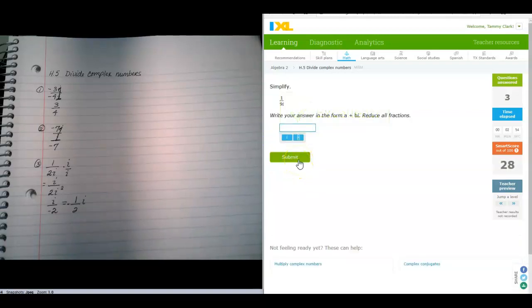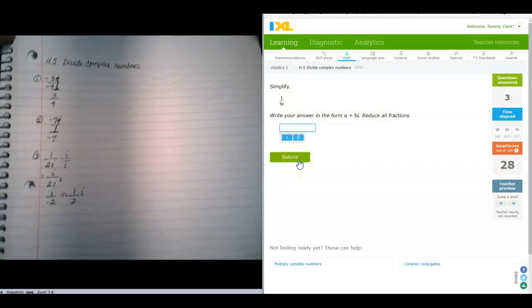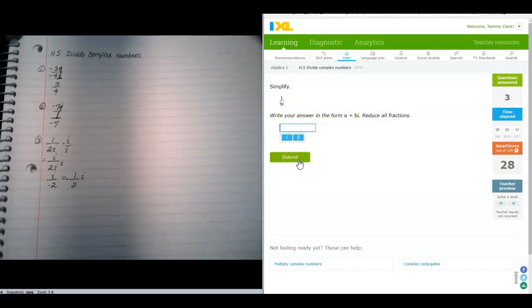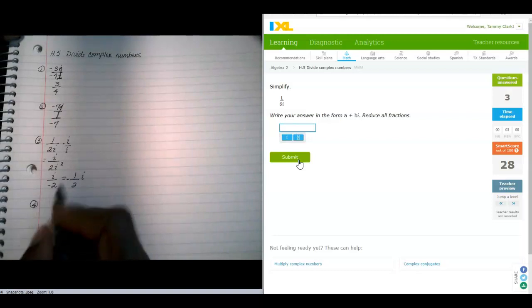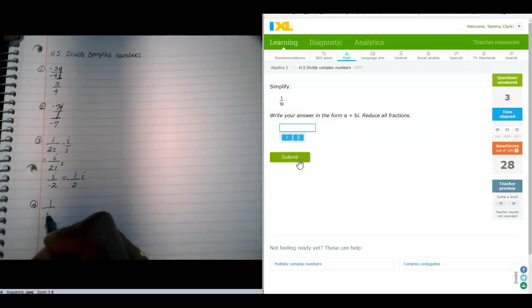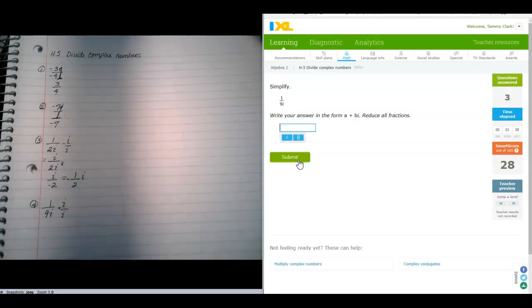All right, let's go ahead and look at the next one, which we're going to call number 4. We've got 1 divided by 9i. We're going to multiply by i in the numerator and the denominator. So I've got i over 9i squared.